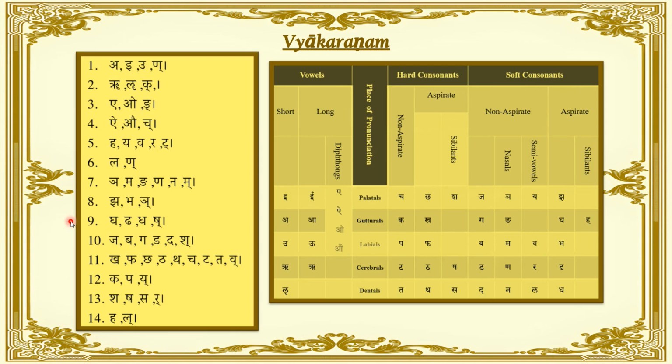And then we have the non-aspirate and the aspirate, Alpaprana and Mahaprana, which you have seen. Aspirate takes a longer breath. Kha, it takes a lot of breath. Ka, that is non-aspirate, that is alpaprana, so not much breath is spent there. And so we have the Varnas. So 64 Varnas are there.